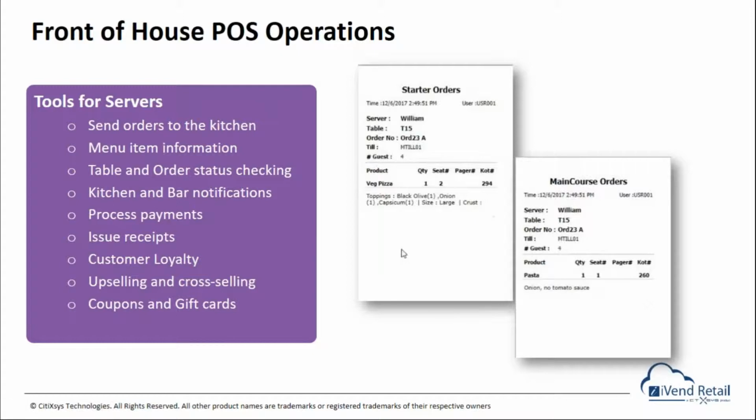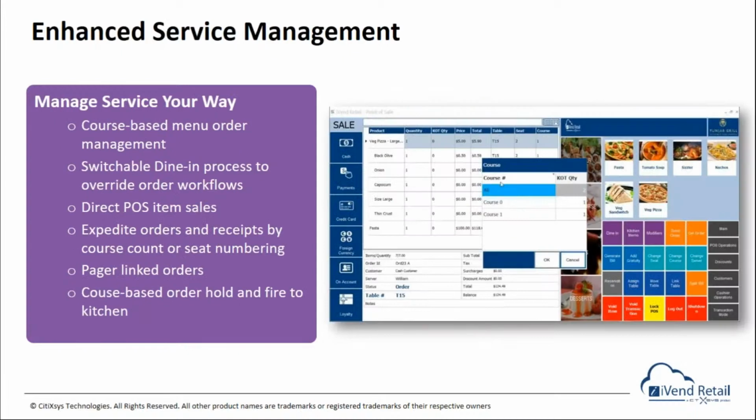Going forward, enhanced service management. User can quickly manage restaurant dining orders by course-based menu. As I said, these are optional settings. User can ask for a particular course number or a seat number while taking an order, and then while sending an order back to kitchen, the system will prompt them whether they would like to send a particular course item to the kitchen or all items in one go.